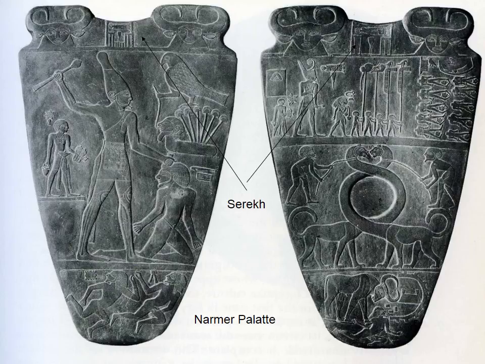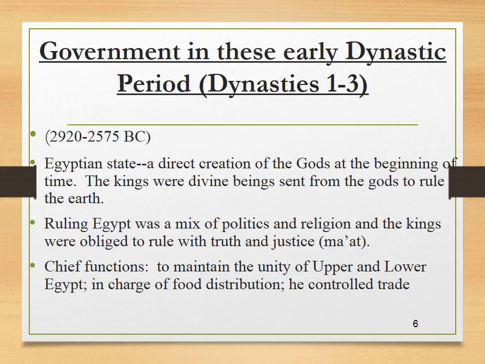So it's thought that Narmer was one of the earliest kings that we know of in Egypt. There are others, but more than likely he's the earliest. Now we know a little bit about the government during this particular period, so in this early dynastic period.